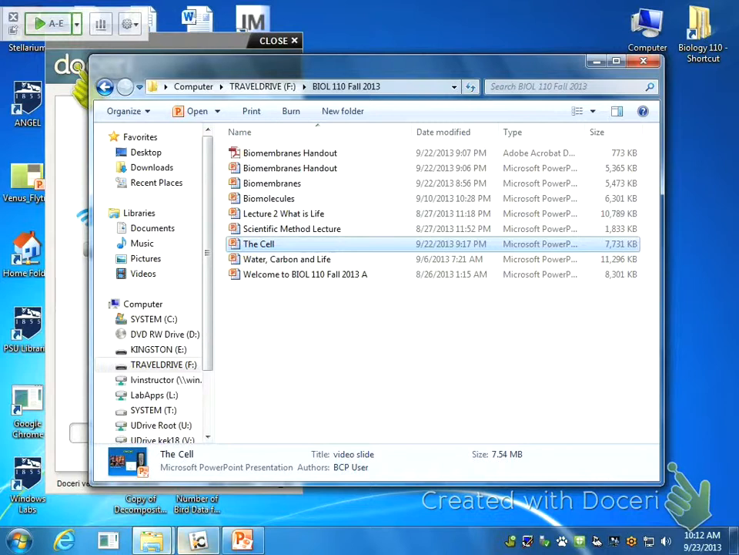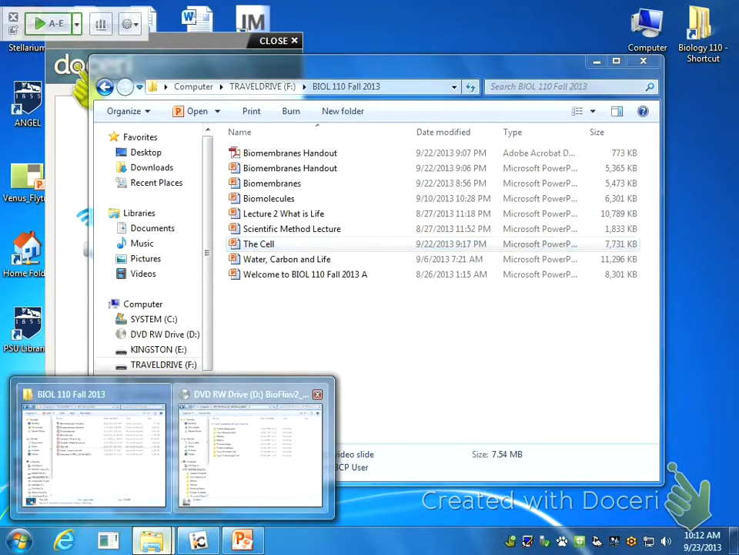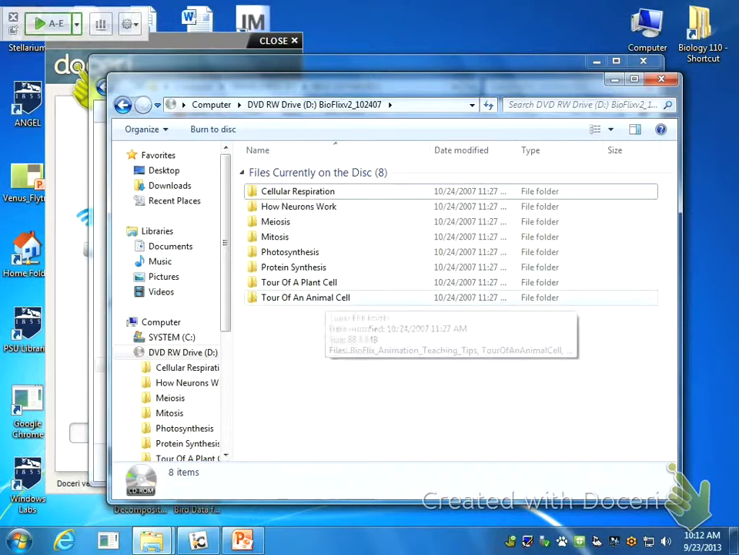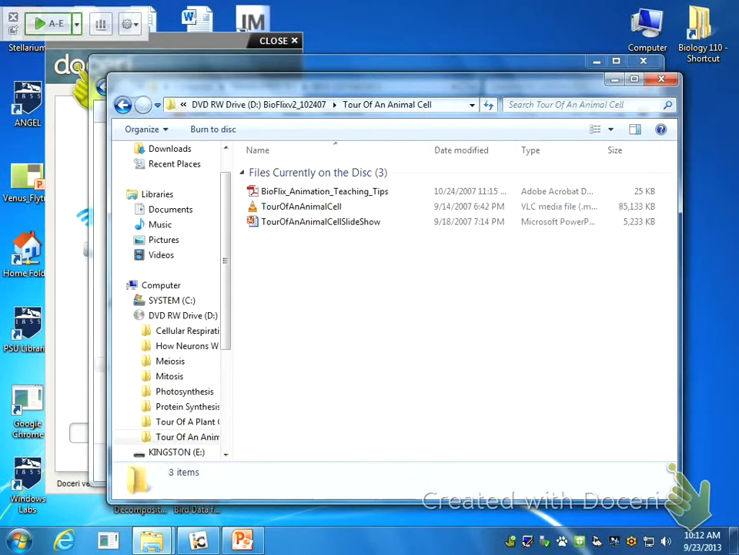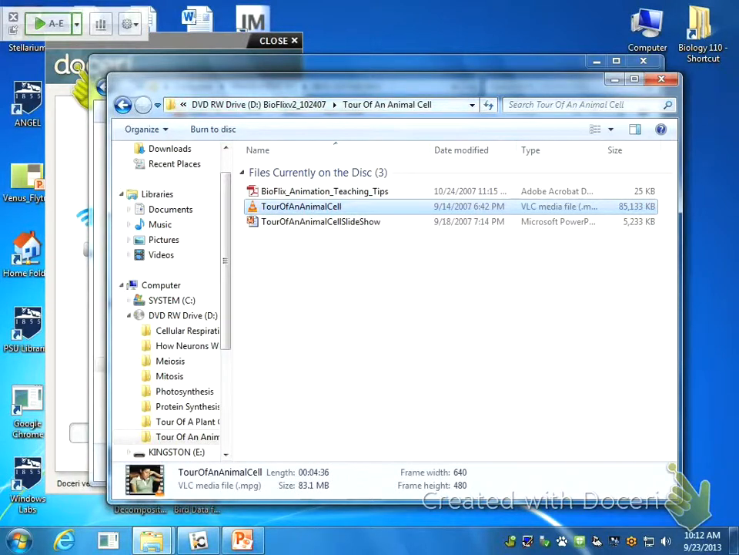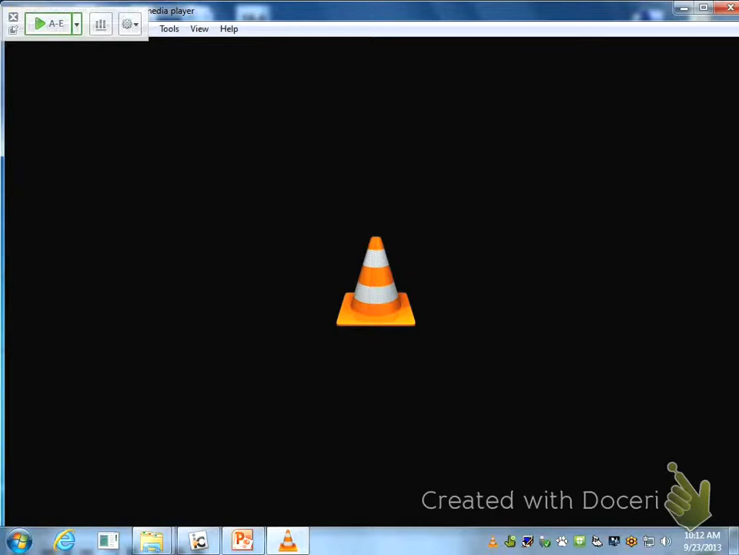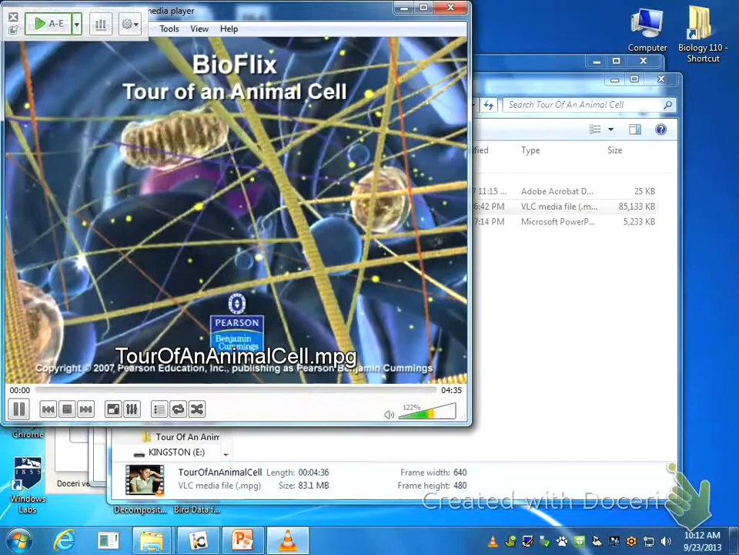Okay, no, that's not the one I want. I want the one that goes like this. Tour of an animal cell. I don't know how the volume is here, so hold your ears for a minute. We'll see how this works out.